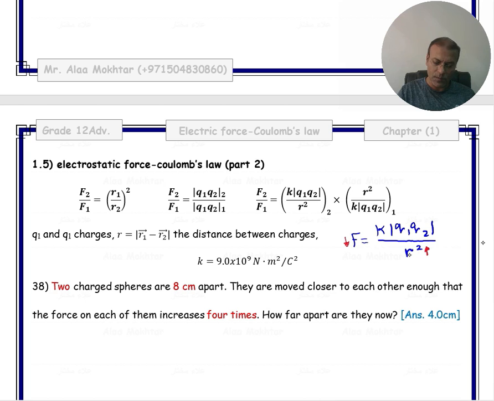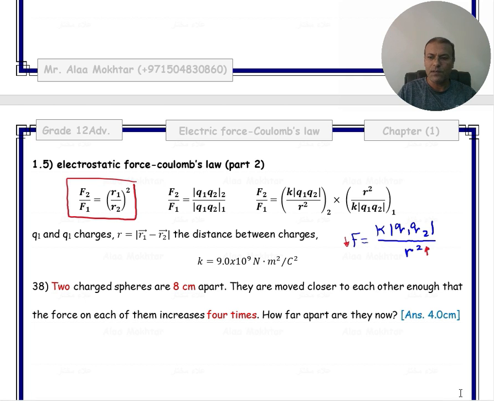What does it mean? If the distance is doubled, it means 1 over 2 squared, so the force will be 1 over 4. If the distance is halved, 1 over half squared, it means the force will be 4 times. And we can write this relation as a formula like this: F2 over F1 equals (R1 over R2) squared. And we can substitute in this equation to find the answer exactly.